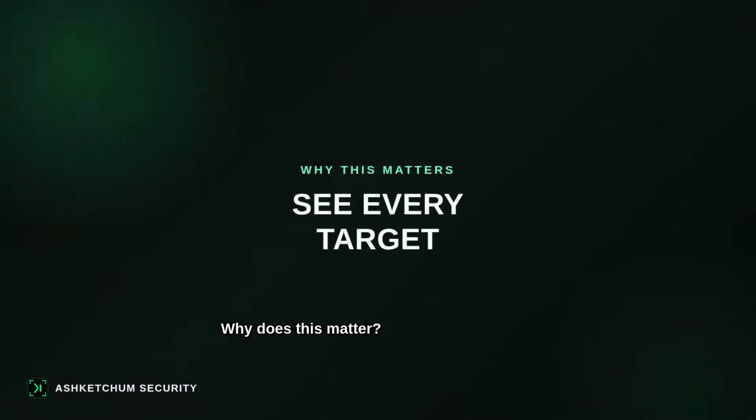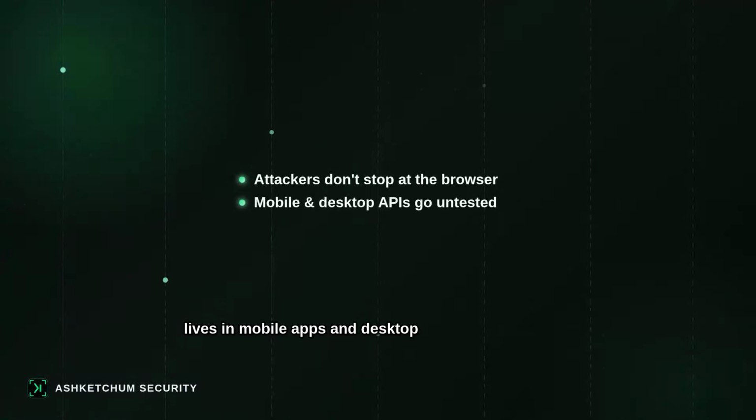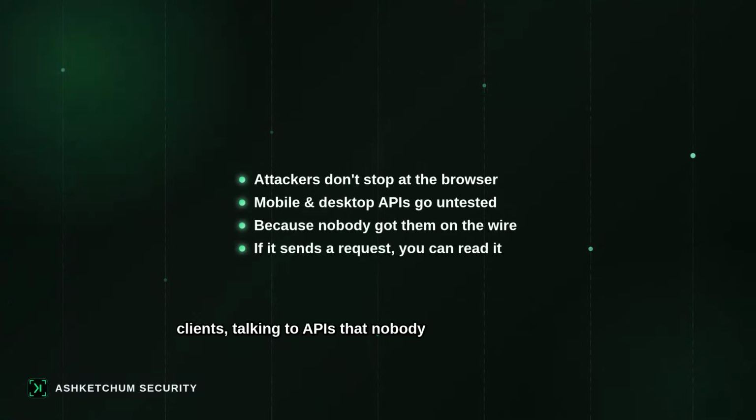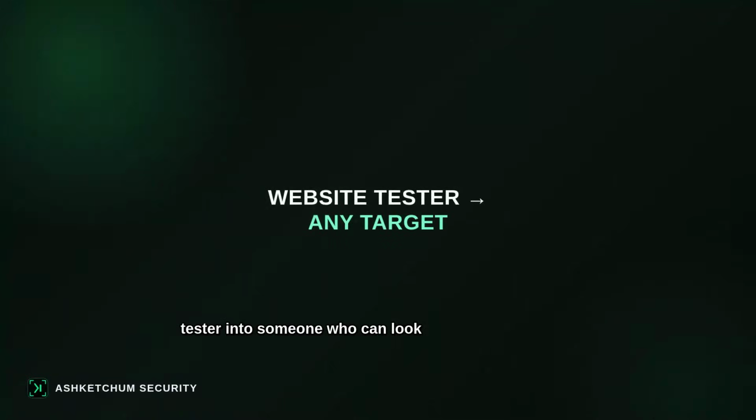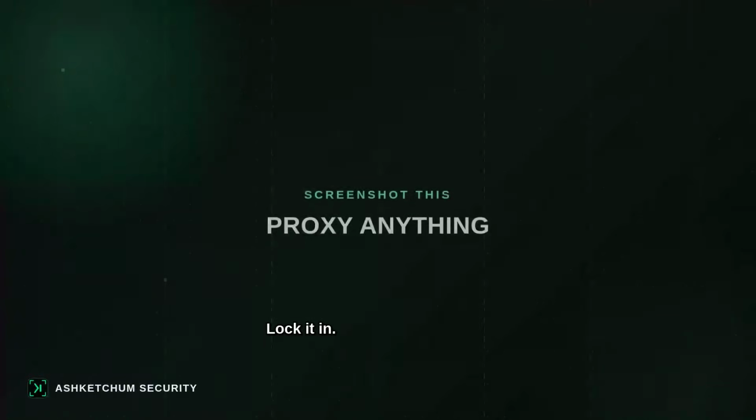Why does this matter? Because attackers don't stop at the browser, and neither should you. A staggering amount of sensitive functionality lives in mobile apps and desktop clients, talking to APIs that nobody tests because nobody bothered to get them on the wire. The skill of proxying everything is what turns you from a website tester into someone who can look at any target. If it sends a request, you can read it. Lock it in.